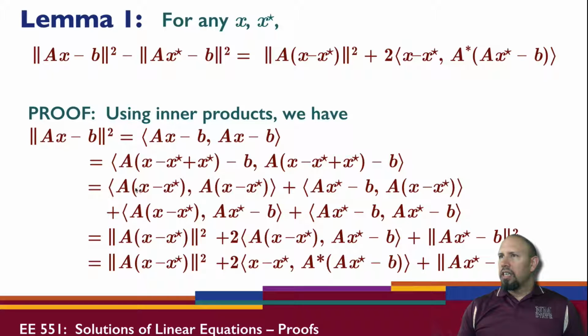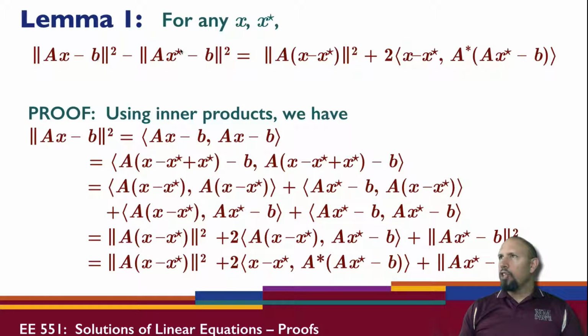This term here basically is the norm of A times x minus x star, squared. And this term here is Ax star minus b, quantity squared. These two cross terms are symmetric with respect to each other, and so we get this condition. I can take them in either order. And now to go from this step to this step, I notice that I can take A to the other side of the inner product by taking the adjoint of it. Okay, I can take A over to the other side of the inner product. So this then is the result.